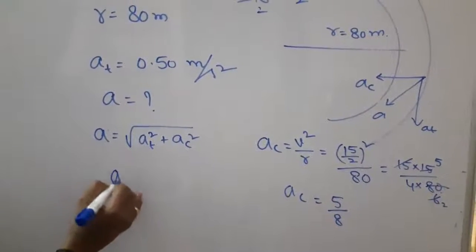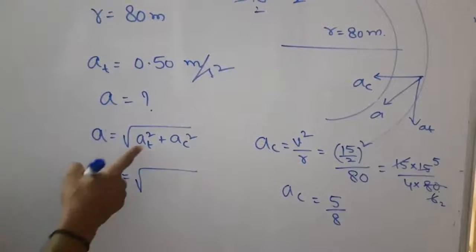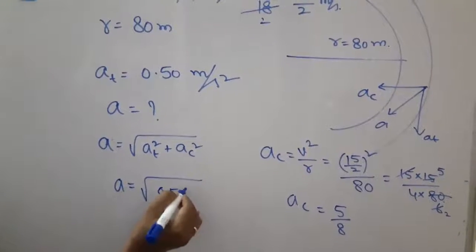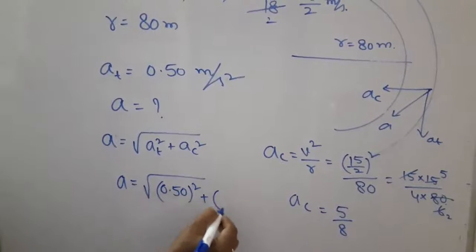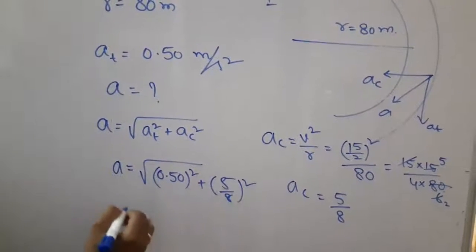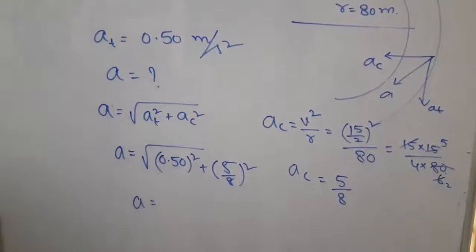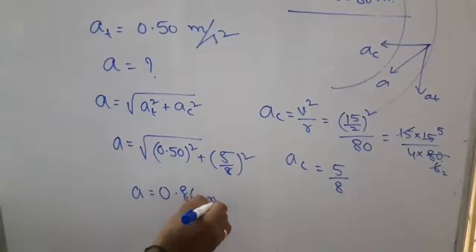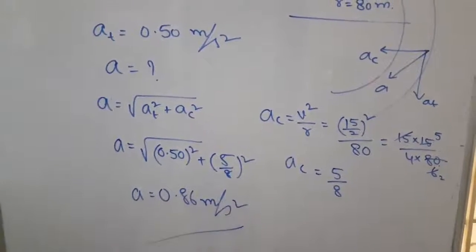Next, a, the net acceleration, is equal to root of 0.50 whole square plus (5 by 8) whole square. After simplification we will get the result 0.86 meter per second square.